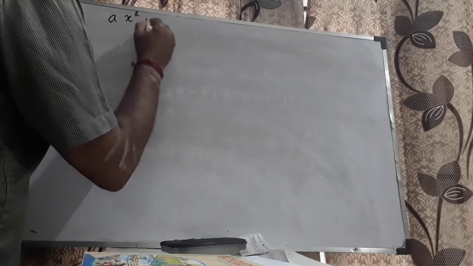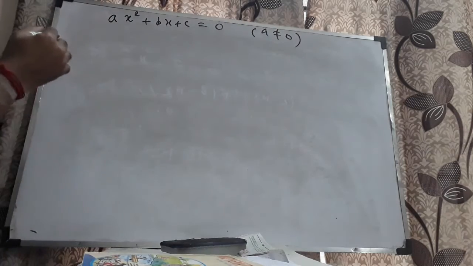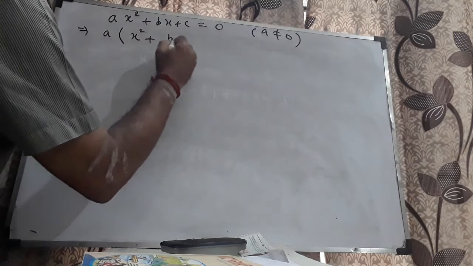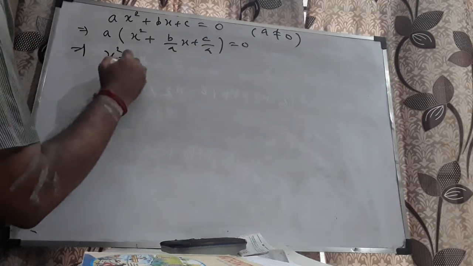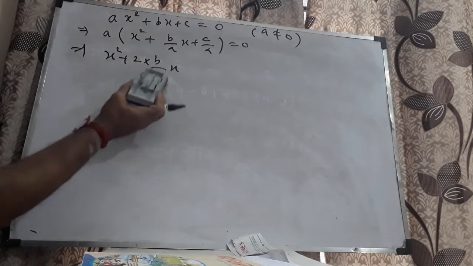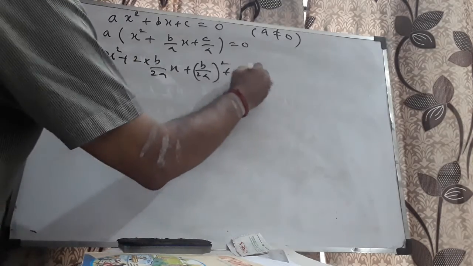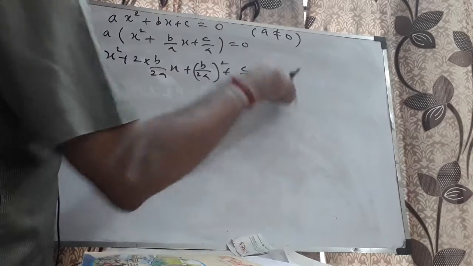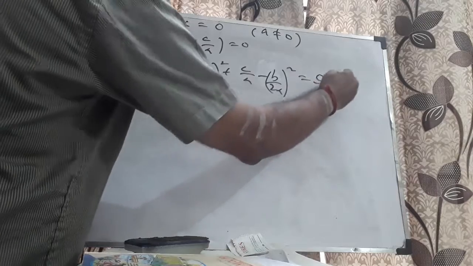Just listen carefully. ax square plus bx plus c is equal to 0, a not equal to 0, is the given equation. What I will do is, I will take a as common. Here, x square plus b by a x plus c by a is equal to 0, which implies x square plus b by 2a into x, okay, multiply and divide by 2 with the second term, and add b by 2a the whole square, then subtract b by 2a the whole square, so that this will be made a perfect square, which is equal to 0 by a, is equal to 0.